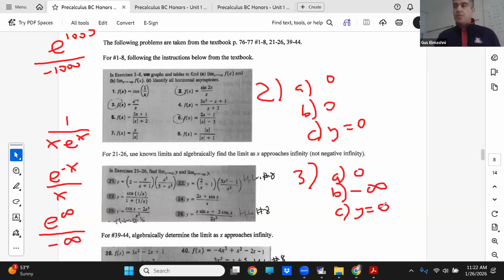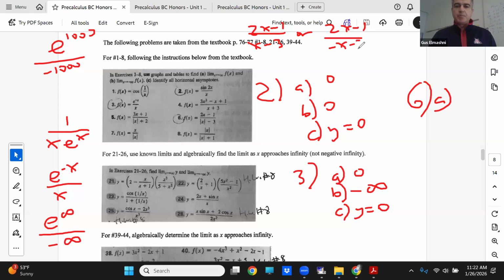And for number six, this one has two, I think, right? You should have two. If I rewrite it, it's kind of like saying 2x minus 1 over x minus 3. Or you could write it as 2x minus 1 over negative x minus 3. The first would be true when x is larger than 0. The second would be true when x is less than 0. You guys would agree?